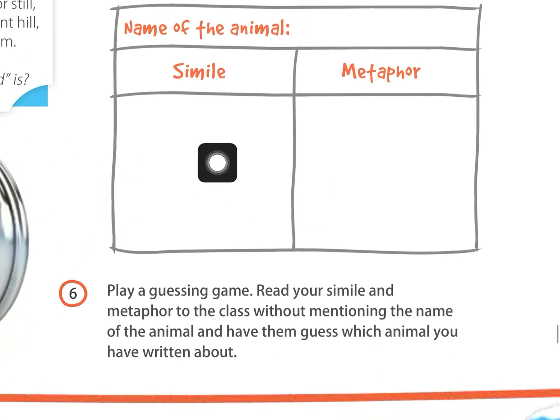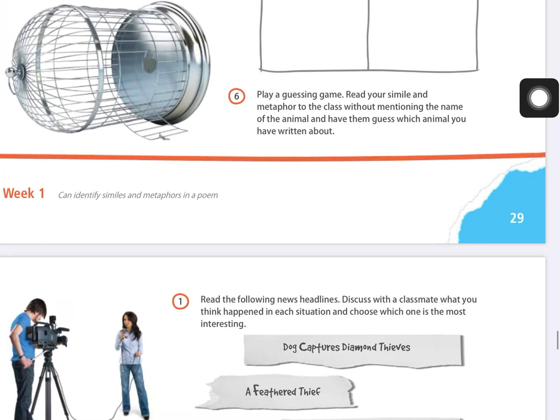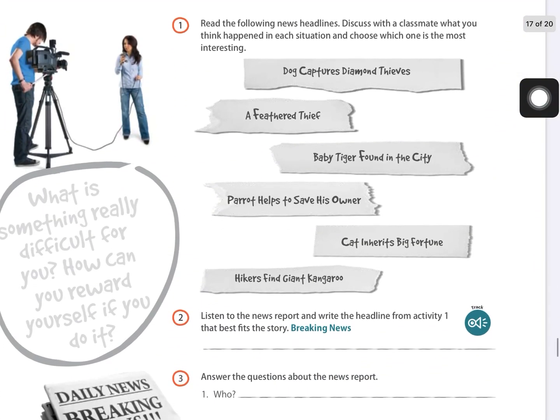So the clues are going to be the two similes and the two metaphors, and the classmates, your partners, have to guess the name of your animal, okay? Then we go to page 30.